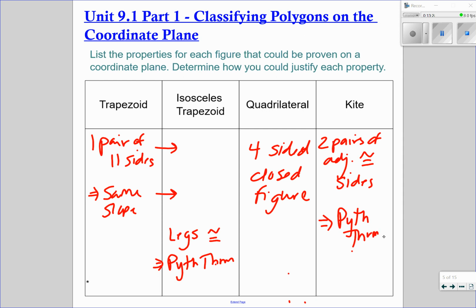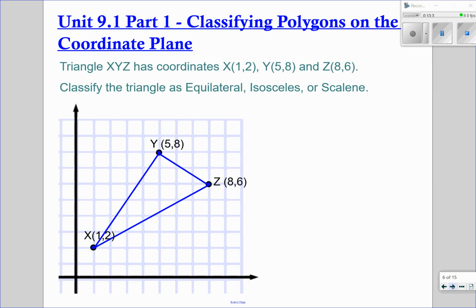All right, so let's go ahead and show you on a graph what I actually mean by classification of sides and what all these properties actually have to do with this topic. So if we look here, triangle XYZ has coordinates 1, 2 for X, Y is at 5, 8, and Z is at 8, 6. Go ahead and graph this on your paper, and I'll show you what I mean by the classification. So if we're going to classify our triangle, equilateral, isosceles, or scalene, we simply need to show the properties of the sides. So we're going to go ahead and test the sides.